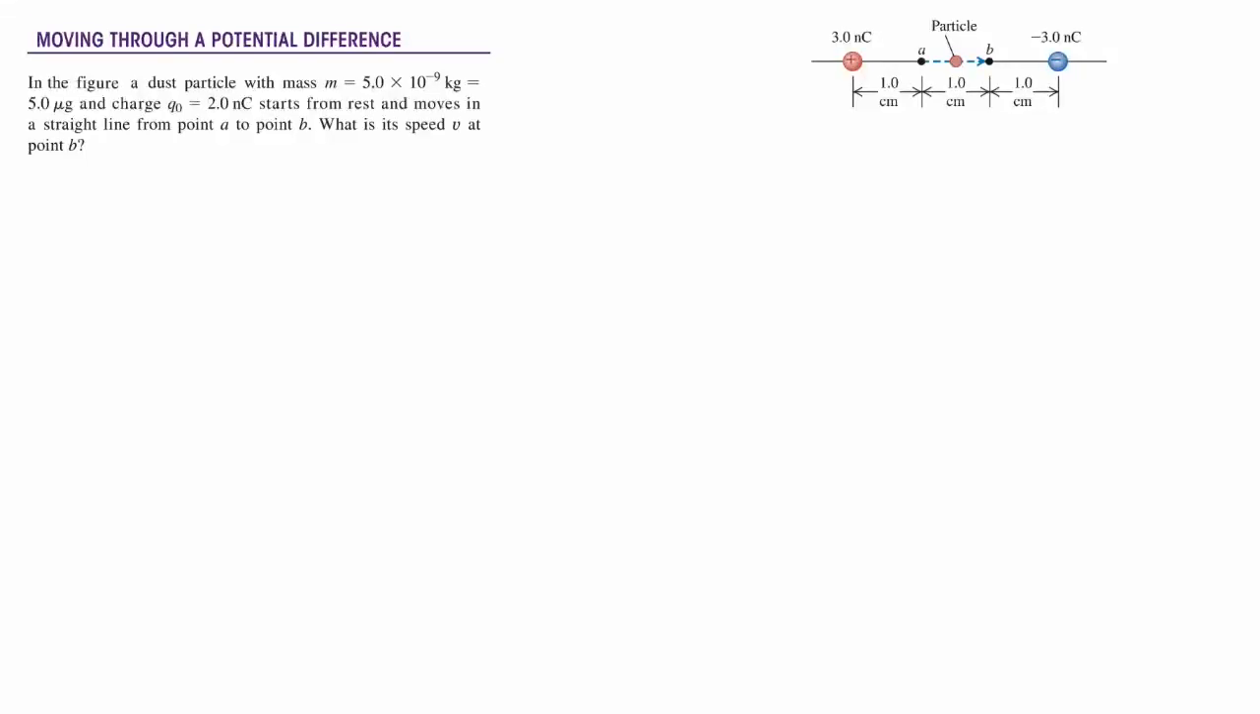Moving through potential difference. In the figure, a dust particle with mass m equals 5.0 times 10 to the negative 9 kilograms, which is equal to 5.0 micrograms, and a charge, q naught equals 2.0 nanocoulombs, starts from rest and moves in a straight line from point A to point B. So for the identifying setup, we're just going to want to write down some of our equations.